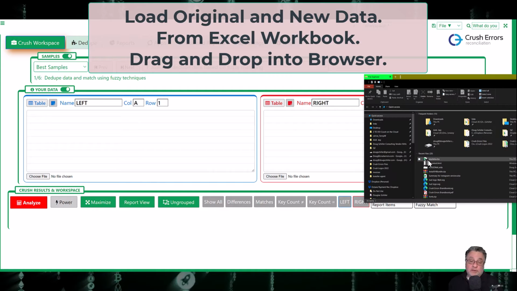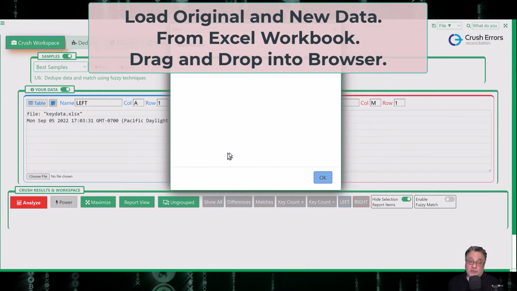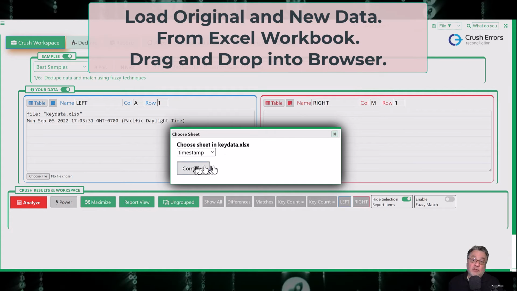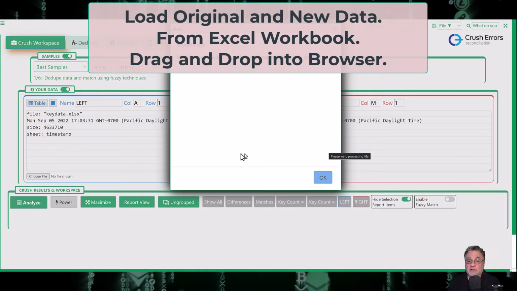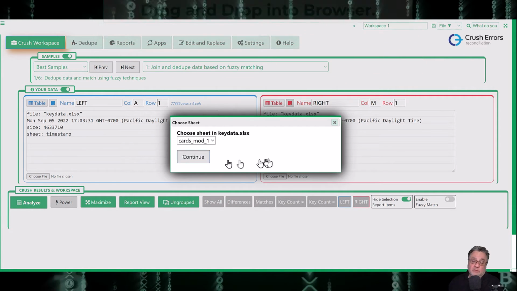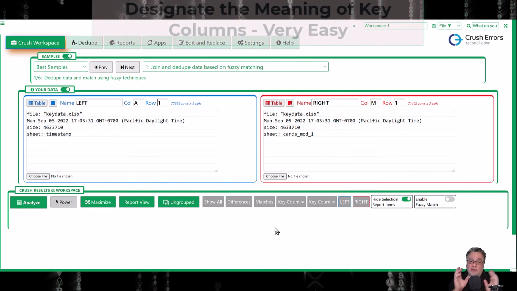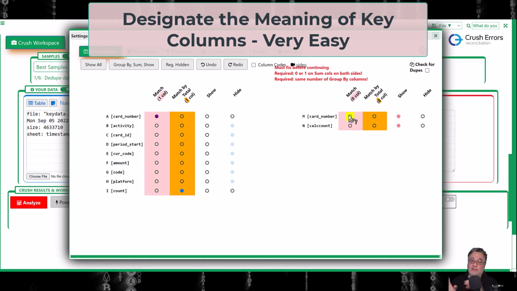So I'm going to start off by just dragging some data right into Crush. It comes from a spreadsheet with 2 tabs, and each tab is loaded separately into its own side of the Crush workspace. And then we set up the columns. So we say the columns on the left are going to be such and such, and the columns on the right are going to be such and such. It's very easy to do.